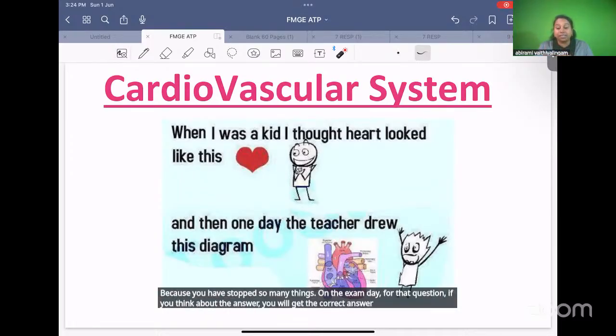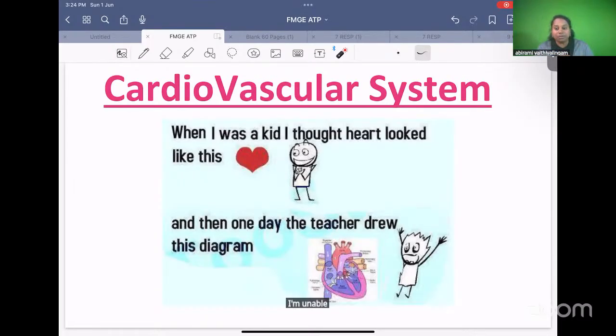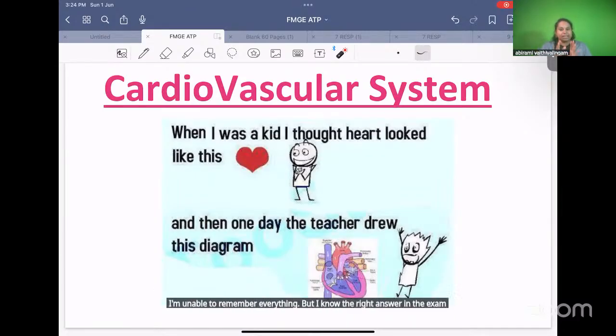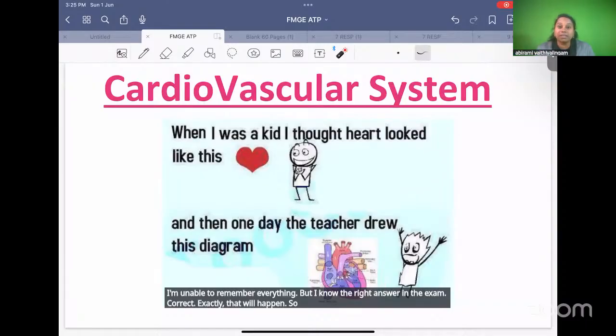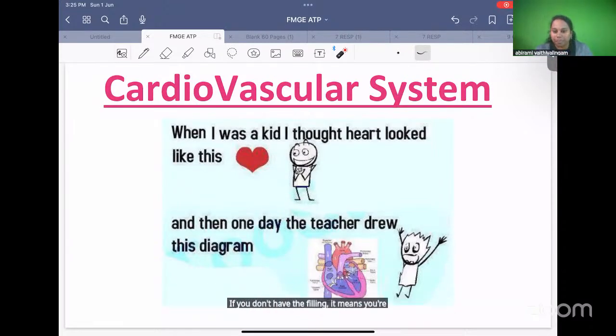See, Ranjan is saying the same thing. I'm unable to remember everything, but I do the right answer in the exam. Correct. Exactly that will happen. So don't worry about forgetting things. Only if you are on the right track, you will have a feeling that you are forgetting things. If you don't have the feeling, it means you're not studying properly.